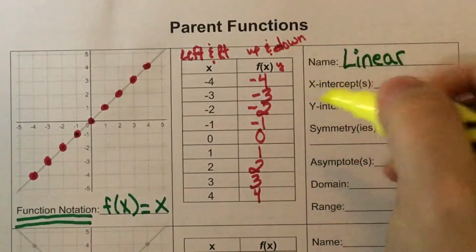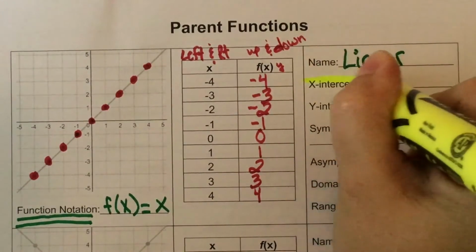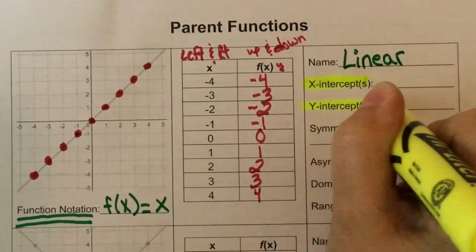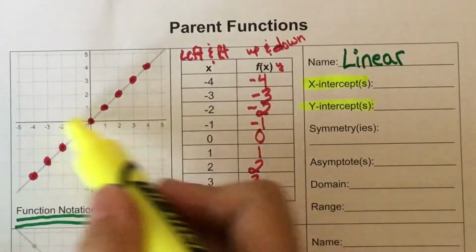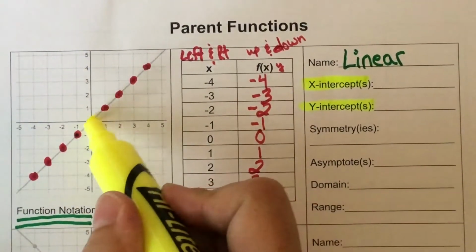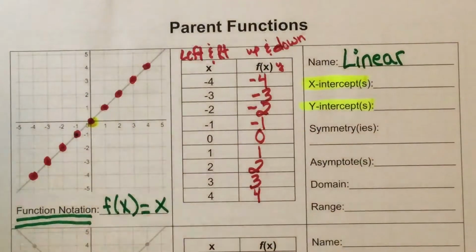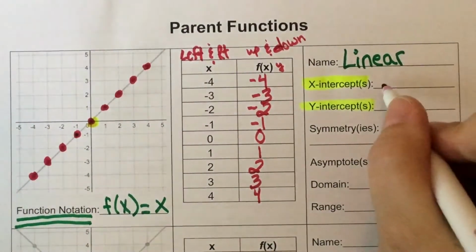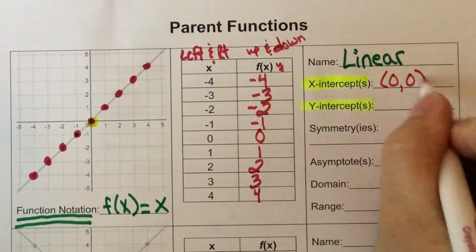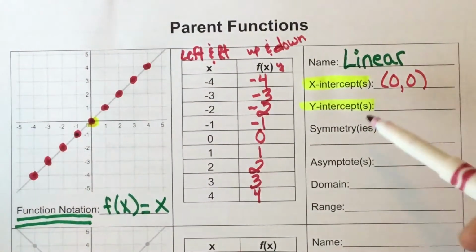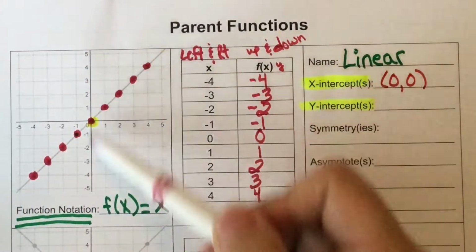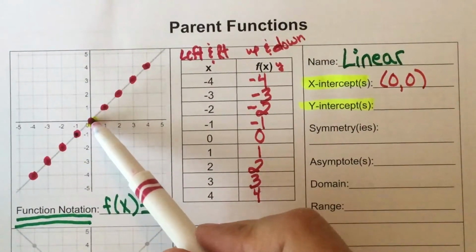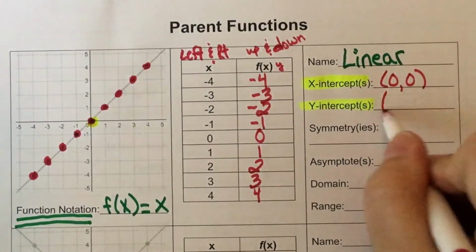Okay, x and y intercepts. This is the other thing that we're going to do today. X-intercepts are where the graph is touching the x-axis. So the graph is touching the x-axis right here, and that is the point 0, 0. Y-intercepts, that's where the graph is touching the y-axis, and the graph is touching the y-axis right there, and that's the ordered pair 0, 0.